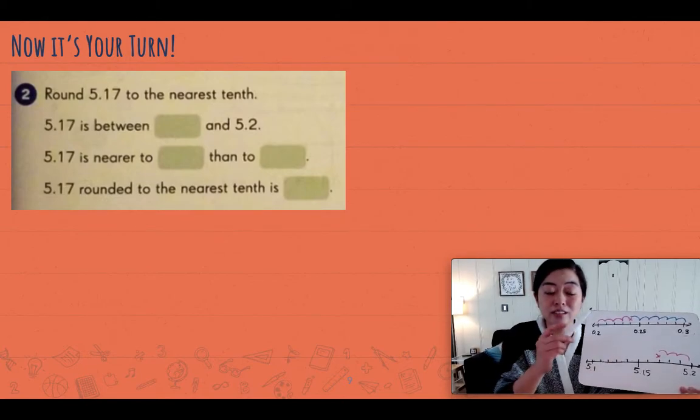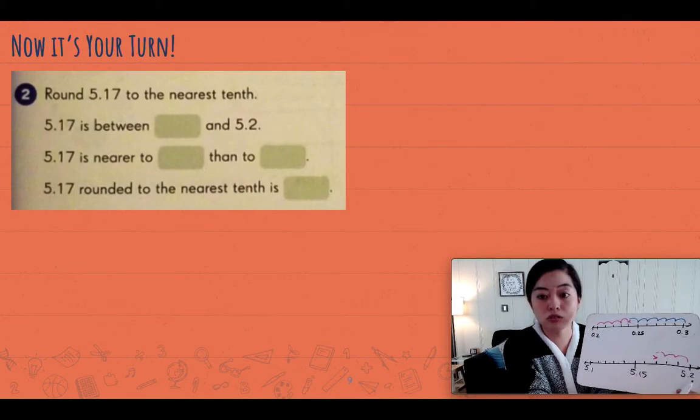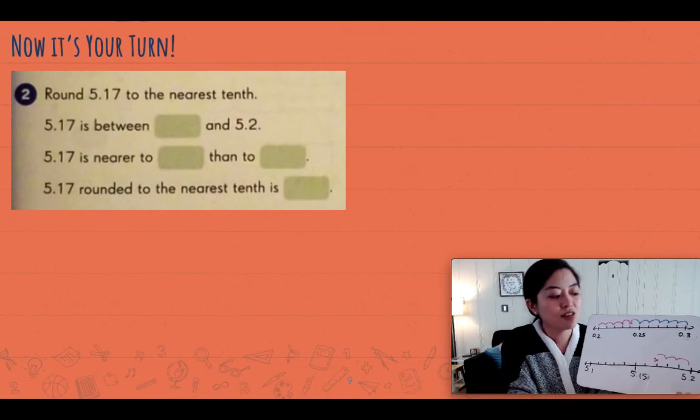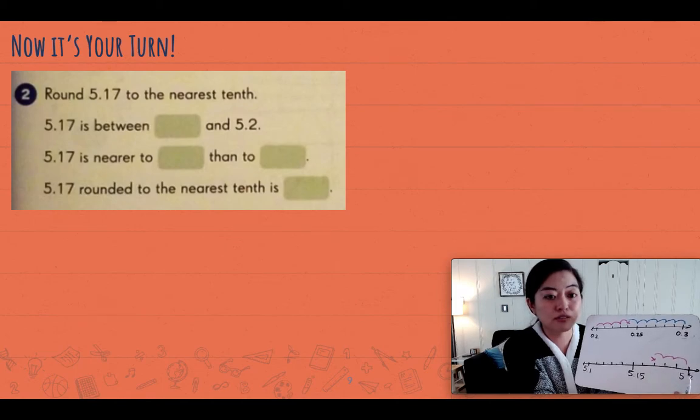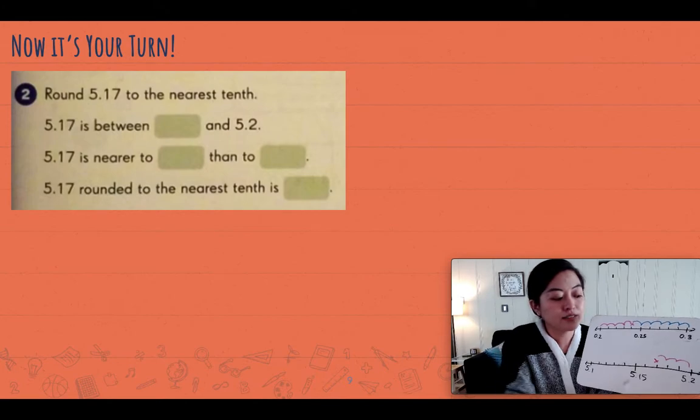And so let's look at number 2, okay? 5 and 17 hundredths is between 5.1 and 5.2. 5 and 17 hundredths is nearer to 5.2 than to 5.1. 5 and 17 hundredths rounded to the nearest tenth is 5 and 2 tenths or 5.2.